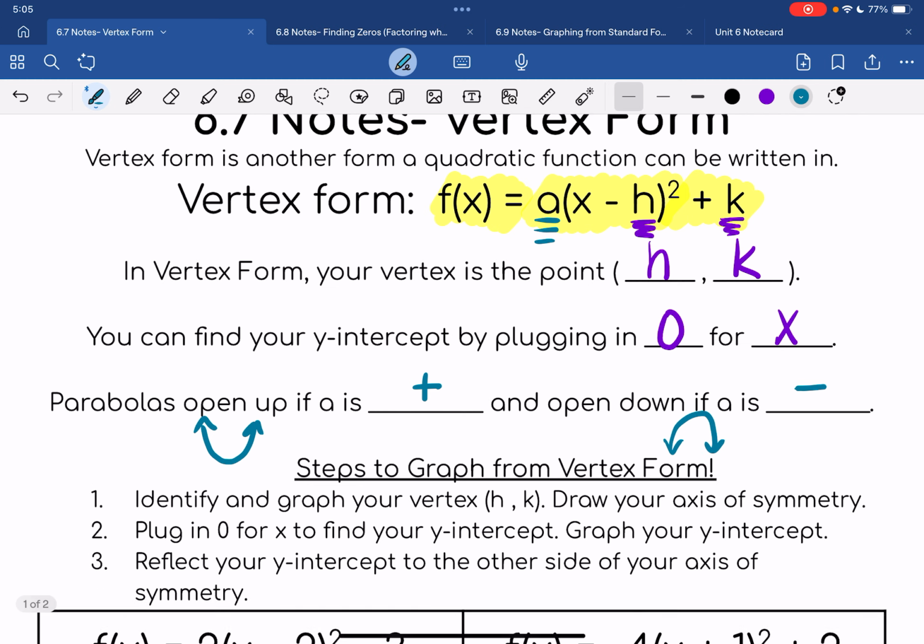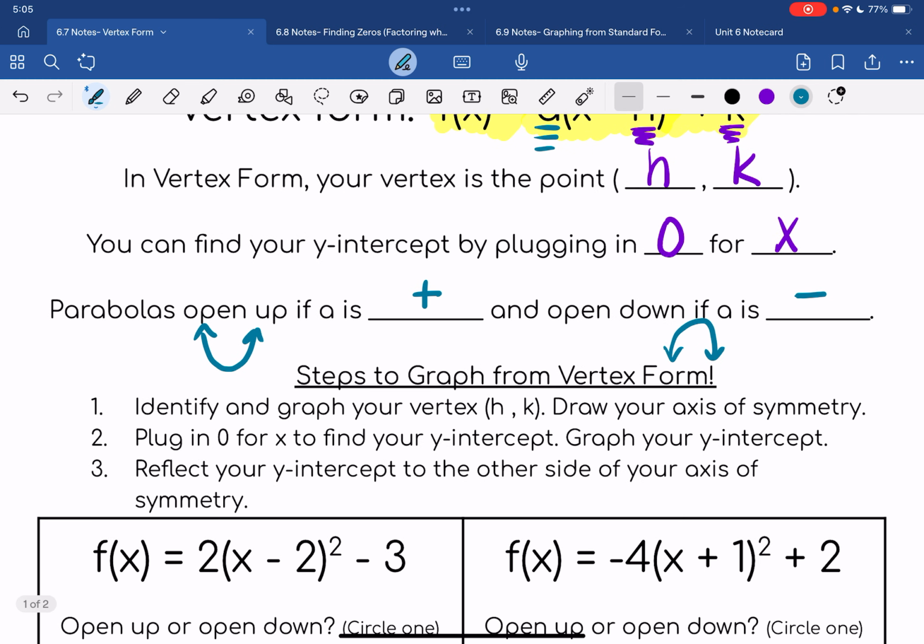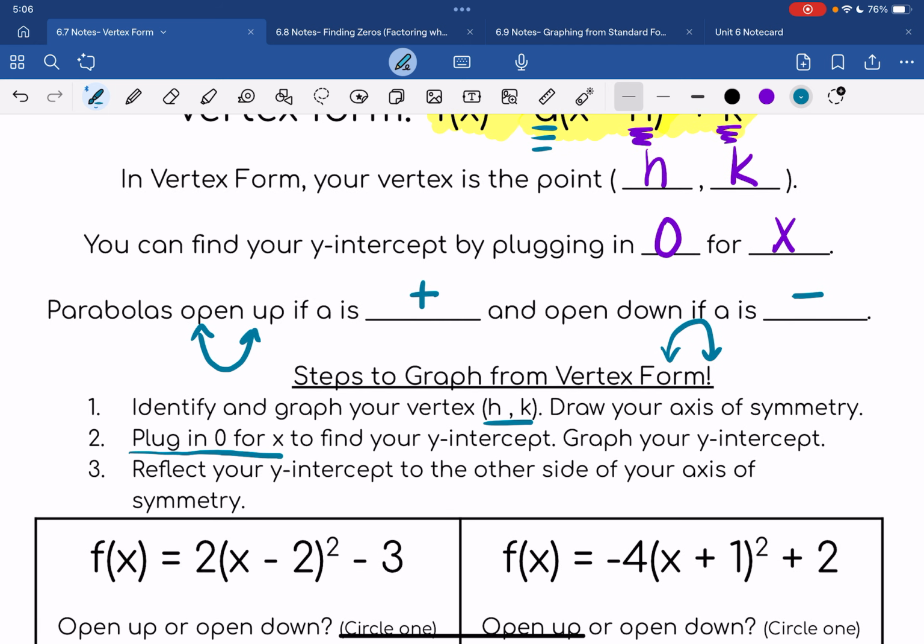Okay, so again, we are able to just identify our vertex with that (h, k). Once we get that vertex identified, we can also sketch on our axis of symmetry because we know our axis of symmetry goes through our vertex. So we know our vertex is in the middle of our graph. Then we can plug in that 0 for x to find our y-intercept, and we can graph that. And then we can reflect our y-intercept. And then we'll use those 3 points to make our graph.